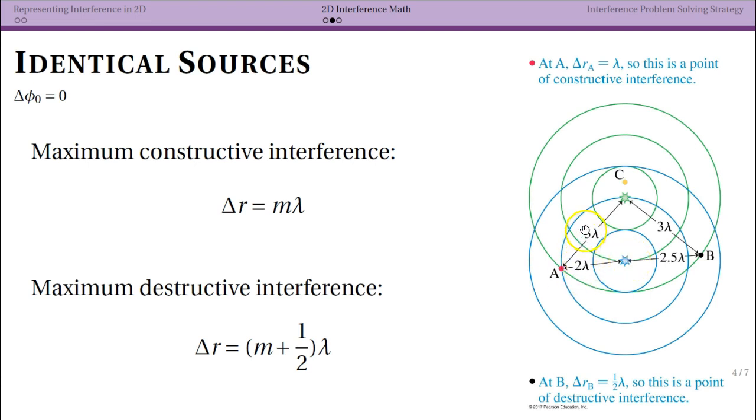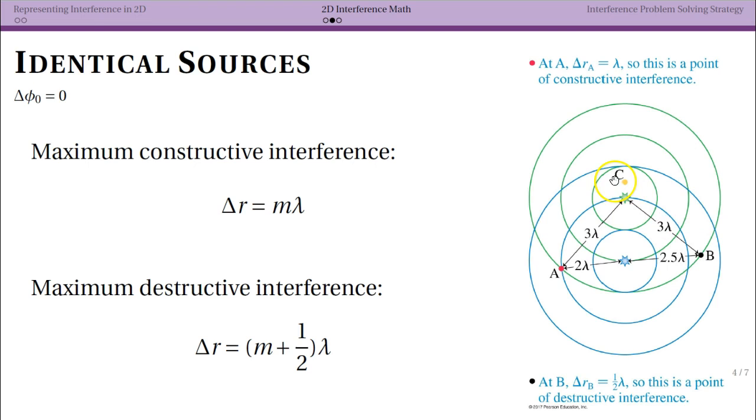However, the difference in path length is 1 wavelength, so that's a point of constructive interference. If we look at point B, it's 3 lambda, 3 wavelengths away from the green source. It's 2.5 away from the blue source. It's in between the two circles. So this is a point of destructive interference.